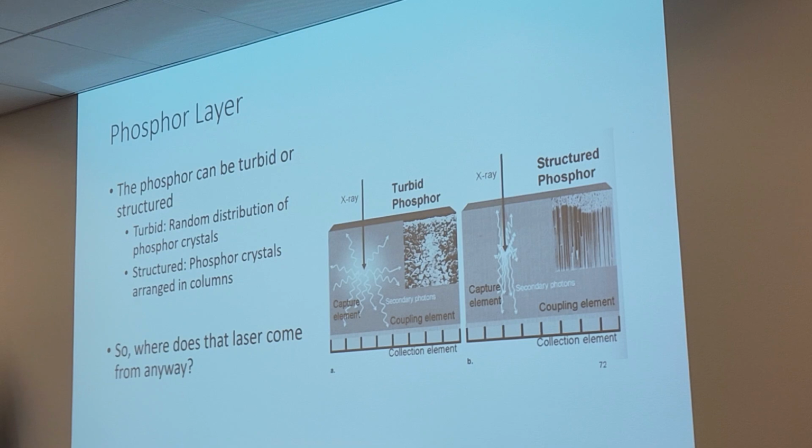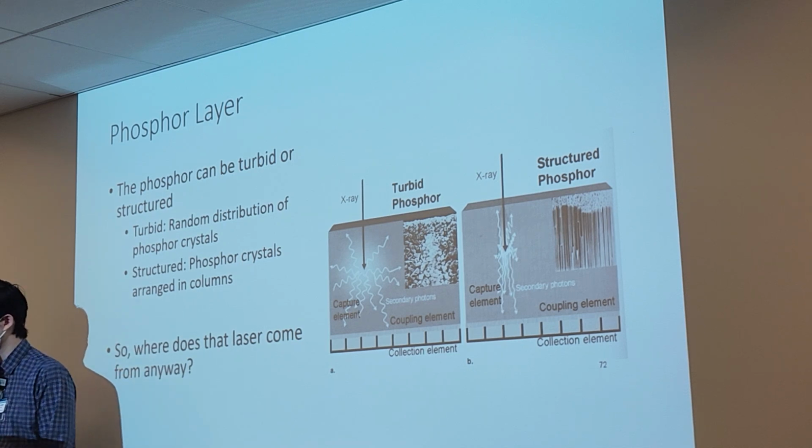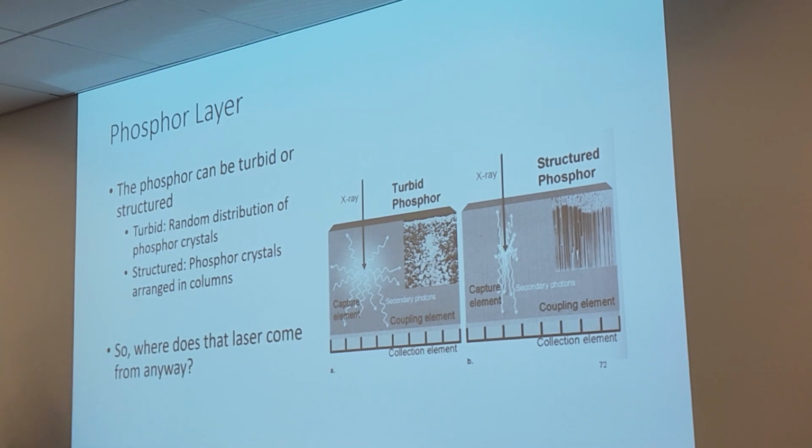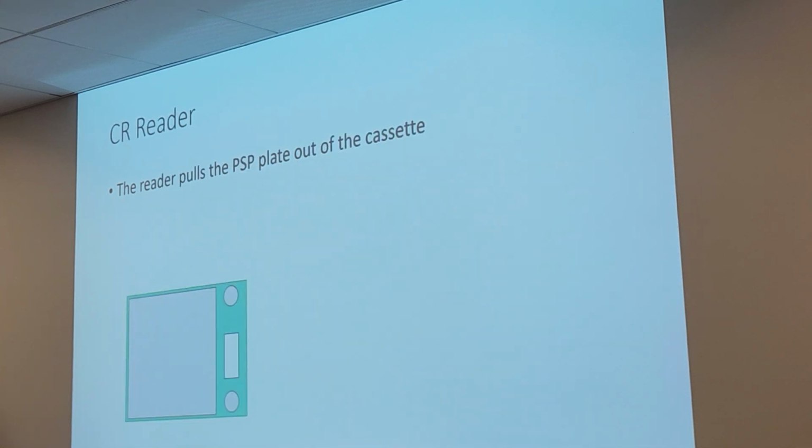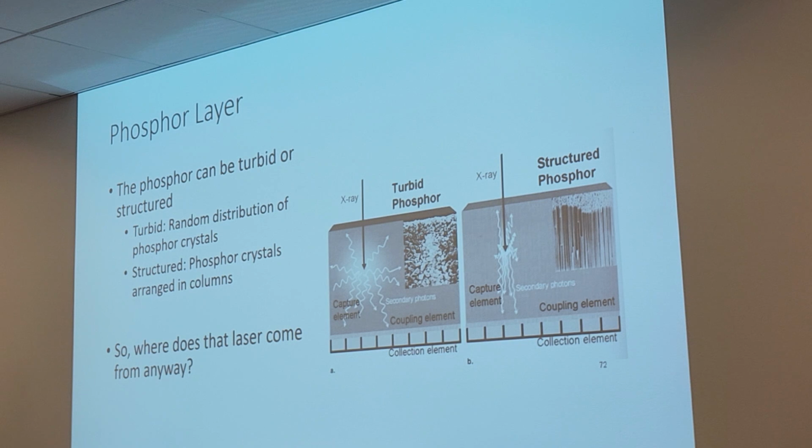And which are the ones that we are normally using, sir? Turbid's probably cheaper, so I'll guess turbid. So where does that laser come from usually? Inside of the reader. Good. So where does that laser come from? It comes from the CR reader. The laser will come from the CR reader.